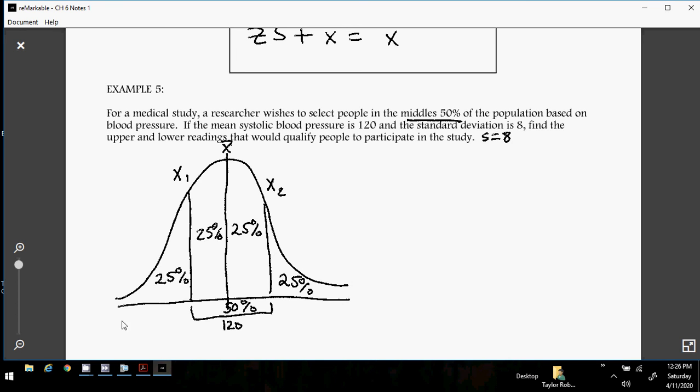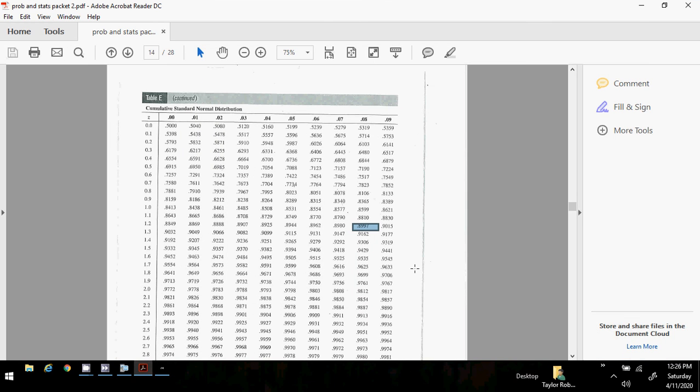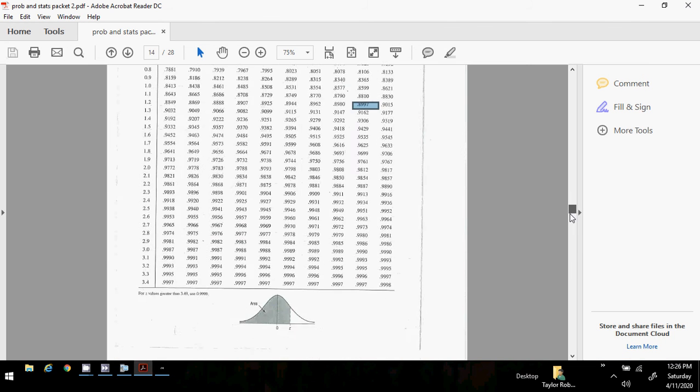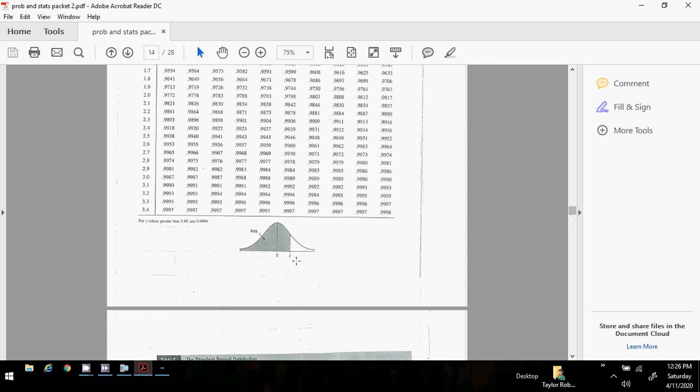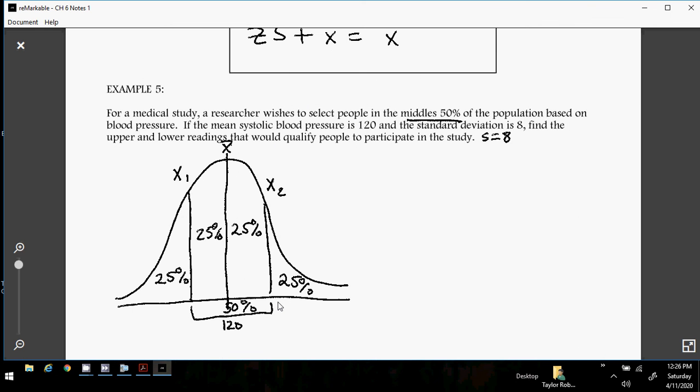Okay, then we go back to our chart, and our chart tells us that in order to look something up on this chart, we need the decimal for the area to the left. Okay, so for this first reading, this X1, what percentage is to the left of that? Well, that's 25%. So if I just wrote that as a decimal, that would be 0.2500.